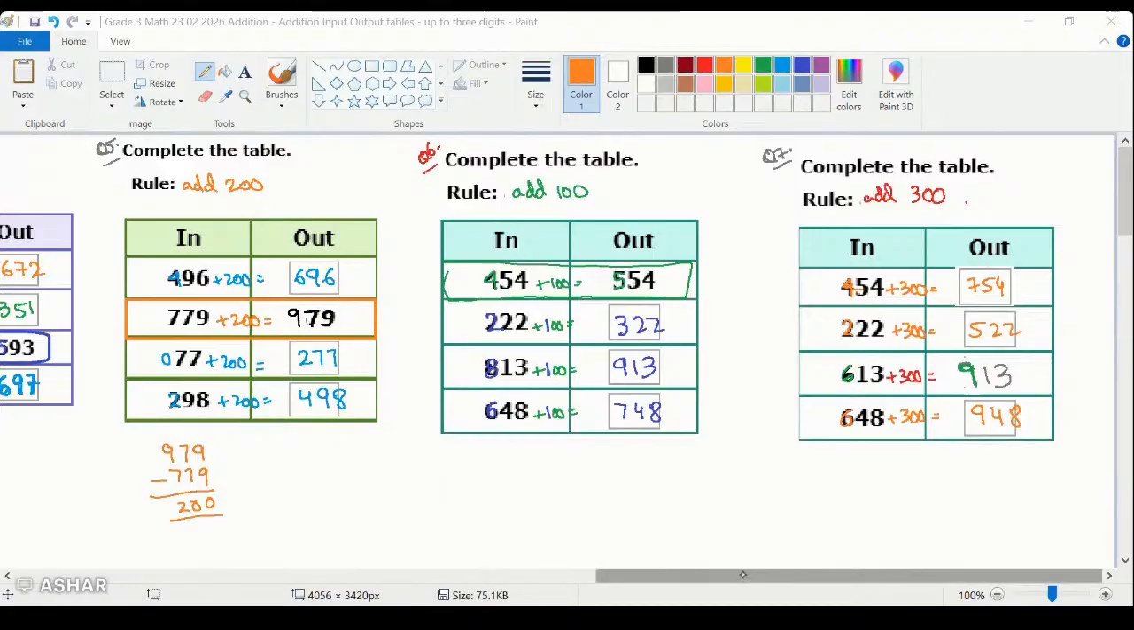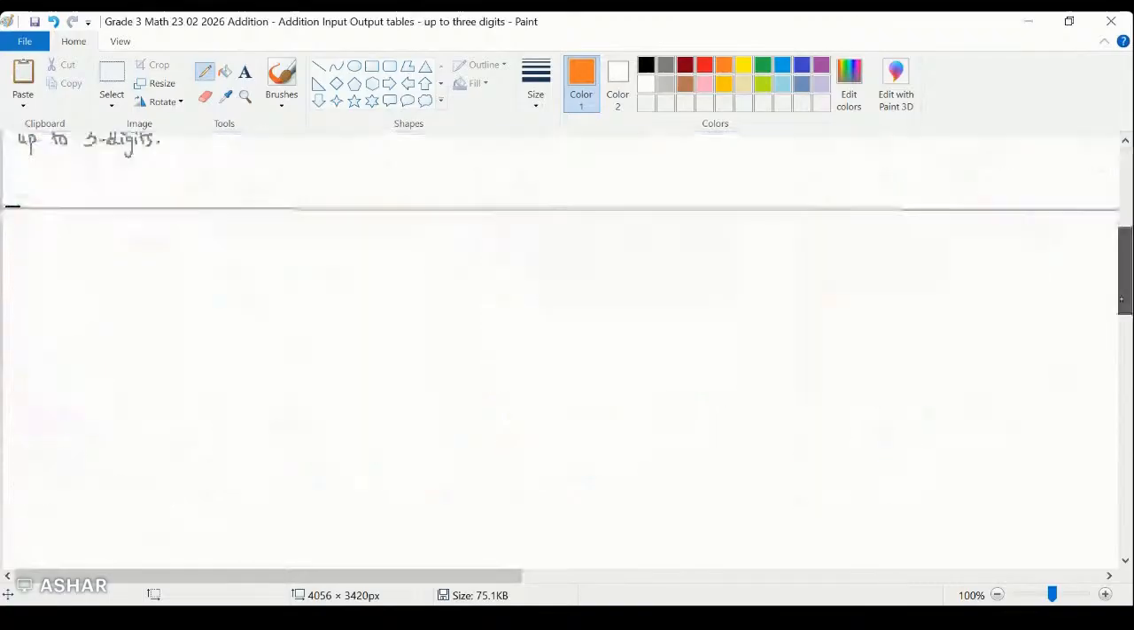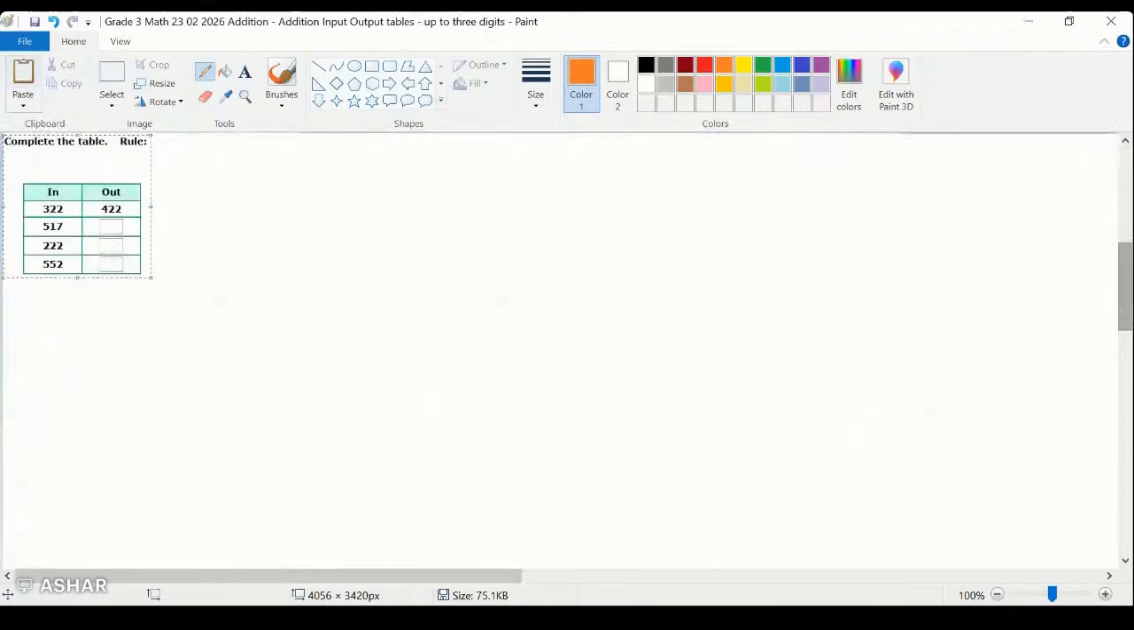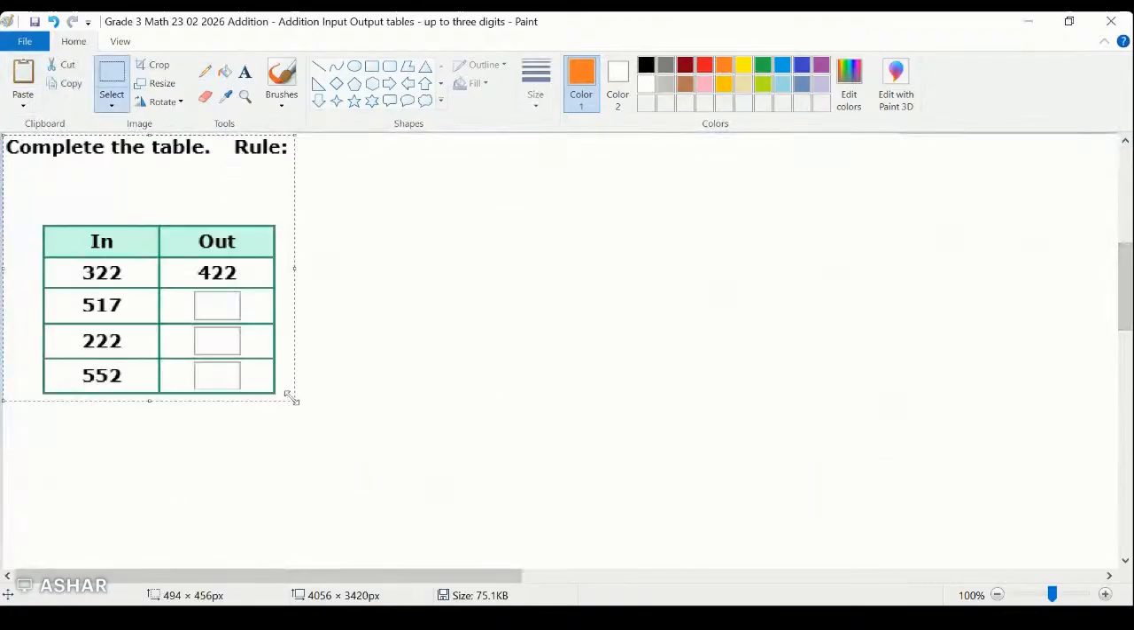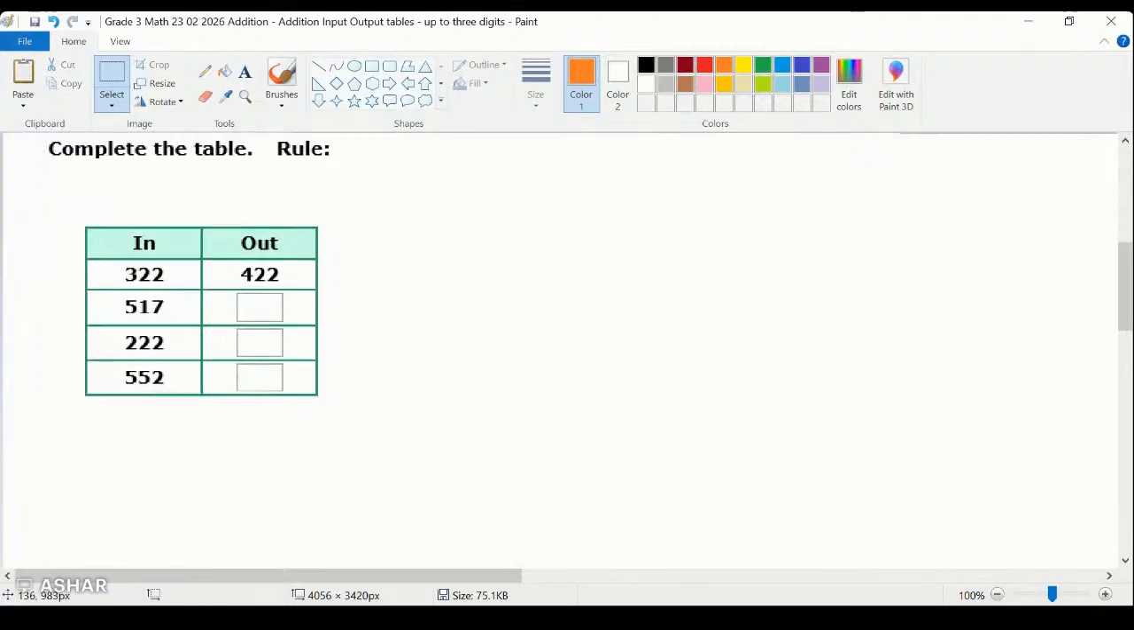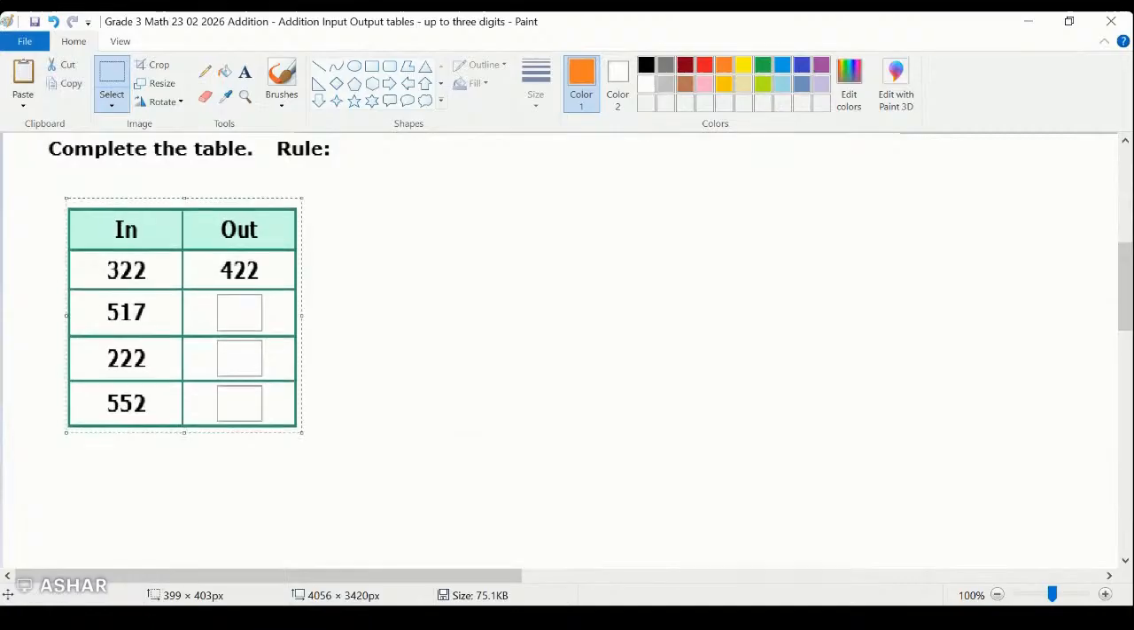So question number 8 has this rule, and they're asking us to complete the question, find the rule as well. So what do you think is the rule over here, in question number 8?